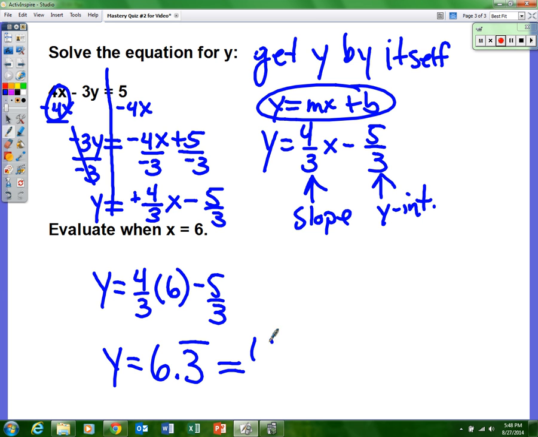Look at that, 19/3. Much nicer. 19/3. All right, so decimal's a good answer. 19/3 is a better answer. That is the conclusion of Mastery Quiz number 2.